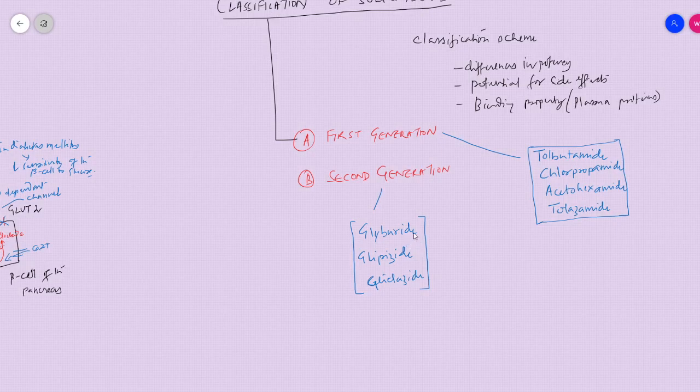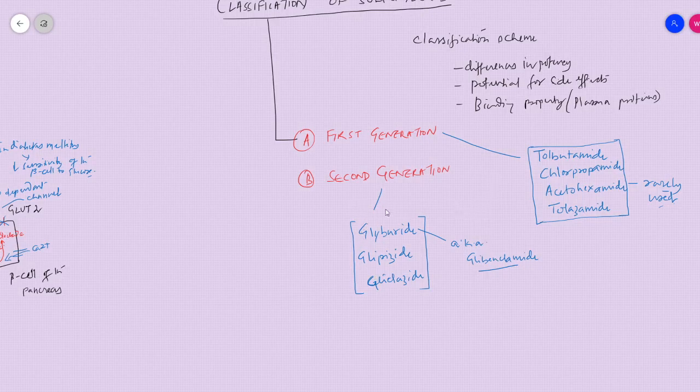Now, these drugs are insulin secretagogues. We need to remember glyburide is also known as glibenclamide. The first generation agents are rarely used. Nowadays, the drugs that are more commonly used are the second generation drugs.